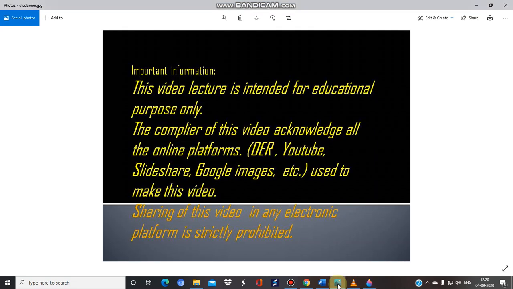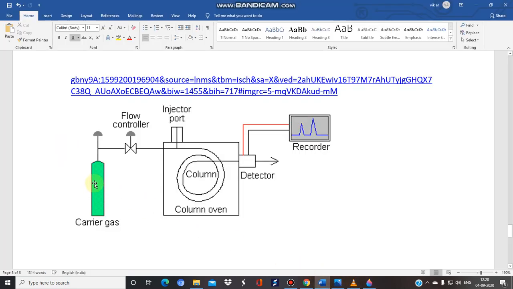Just see here, again see the diagram I want to show you. This is the carrier gas. So again the carrier gas, the function is to move the mobile phase, to move the components present in the sample which is injected through this injector port towards the column. So carrier gas will move all the analytes that are present in a particular mixture, and that will be injected by a particular port. So let's see again.